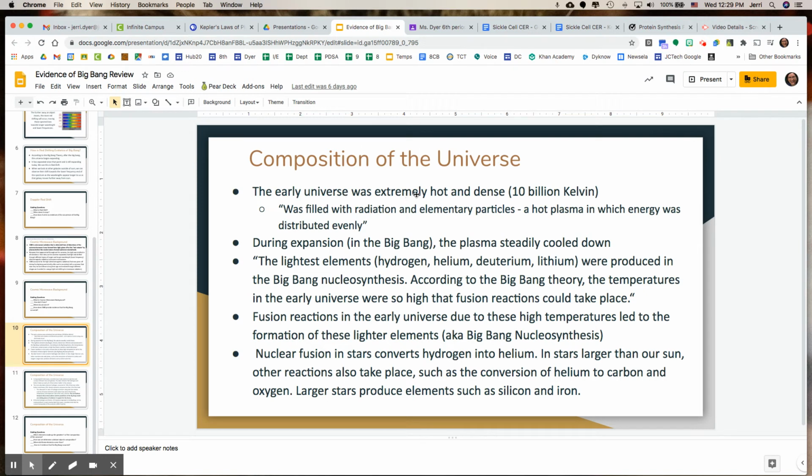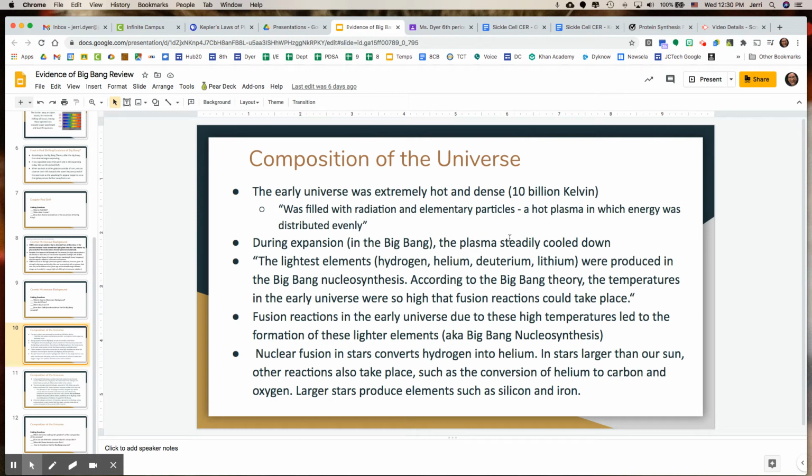The early universe was extremely hot and dense, 10 billion Kelvin, and that was a little bit after the Big Bang occurred. It was actually hotter than that at the way beginning, and so this was hot plasma. So it had radiation and it had elementary particles. It was just a hot plasma, not someplace that any of us would particularly want to be.